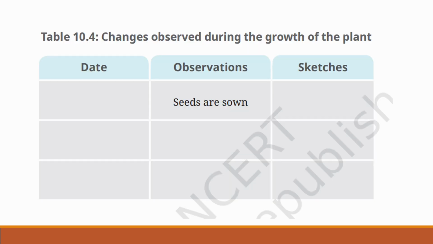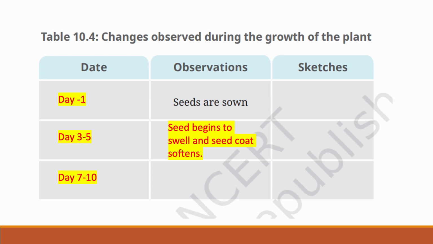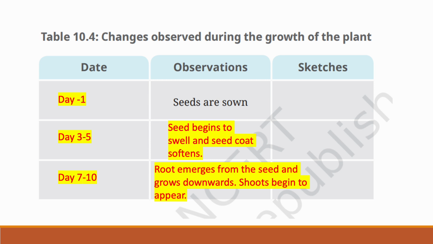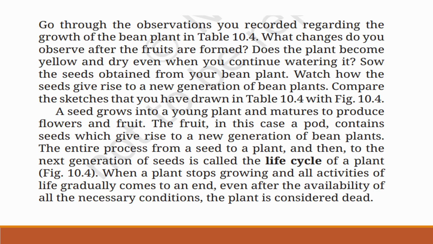Changes observed during the growth of the plant. Day 1, seeds are sown. Then from day 3 to 5, what observations have you noticed? The seed begins to swell and the seed coat softens after absorbing water. Then from day 7 to 10, the root emerges from the seed and grows downwards. Then shoots begin to appear. Go through the observations you recorded regarding the growth of the bean plant in table 10.4.